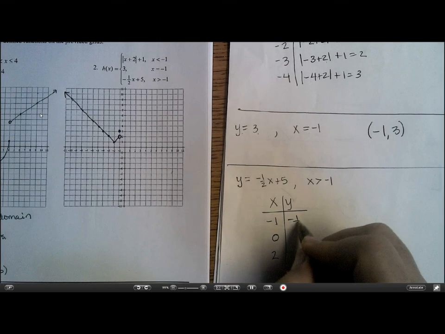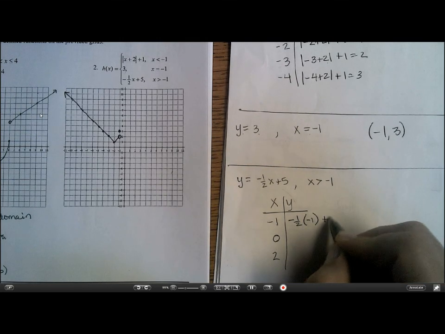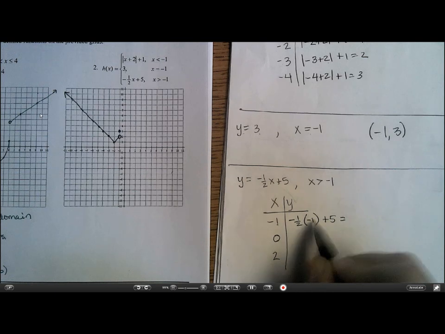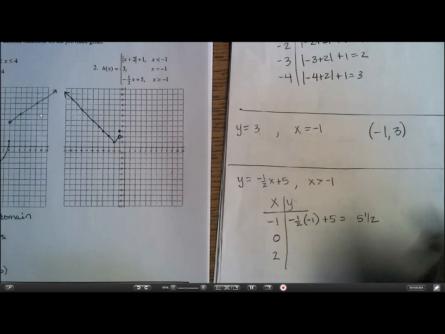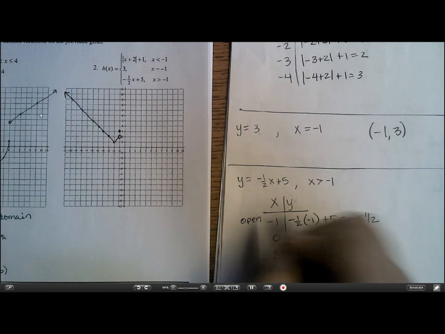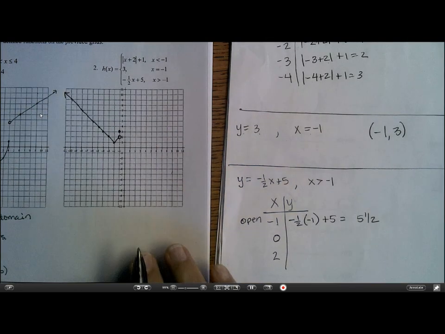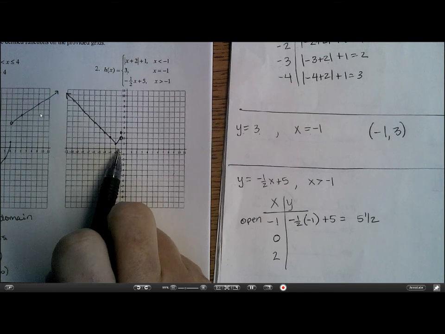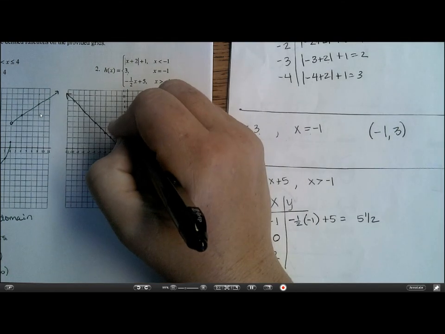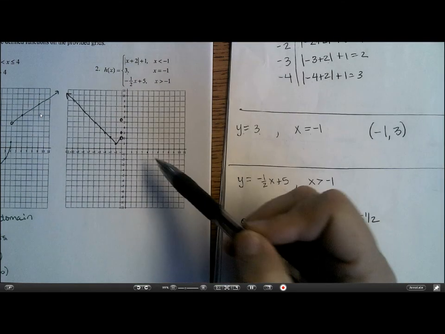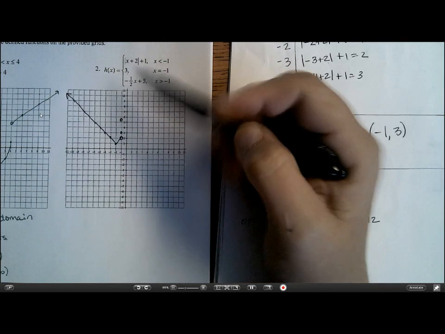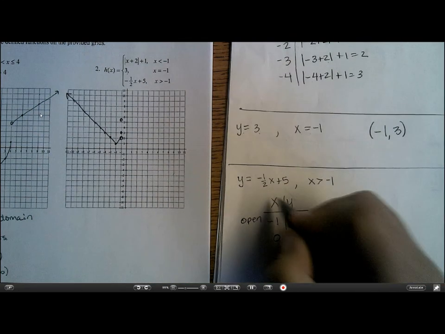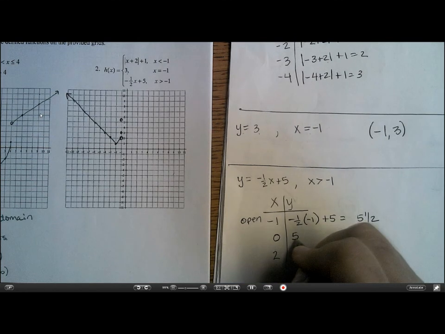So we've got -1/2 times -1 plus 5. So that's going to give us 1/2 plus 5 is 5.5. And it is going to be open. So when we do that, we're going to plot -1 and then 5.5 open. Remember, when you are done with all of these piecewise, it should pass the vertical line test because these are all functions. If I plug in 0, I'm going to get 5.